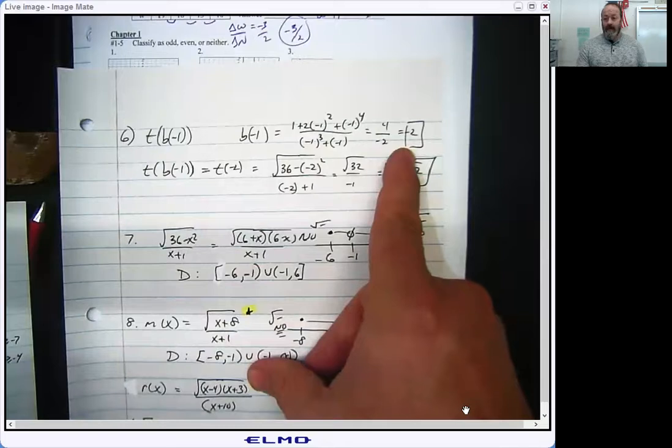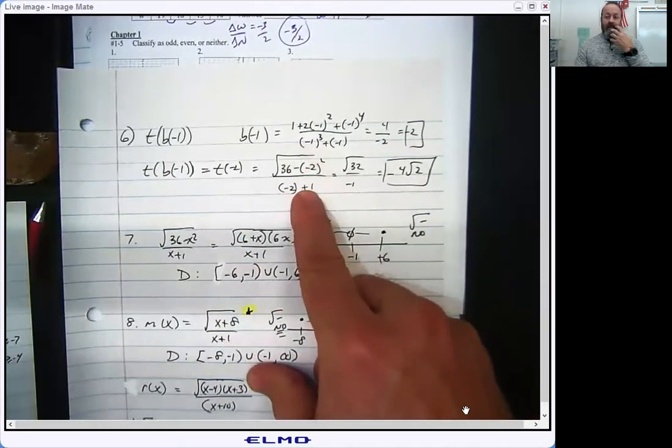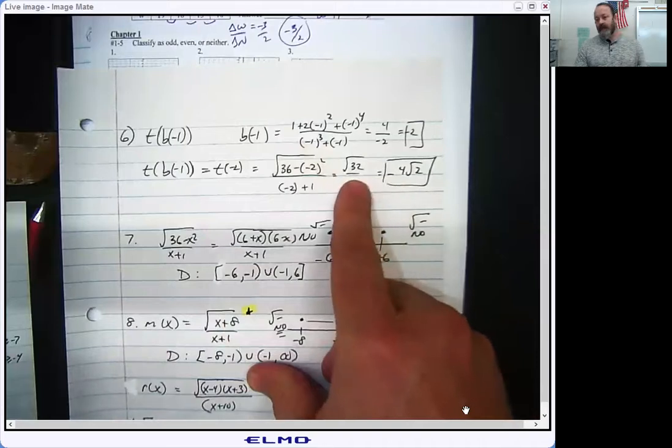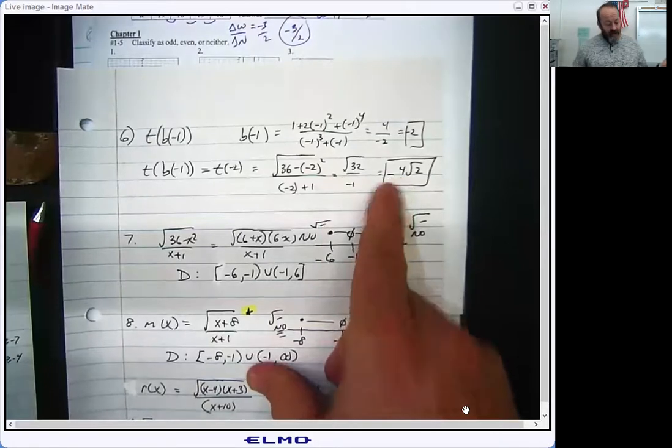So now what I need to do is plug negative 2 into function t. When I did that, some of you would probably leave it as negative root 32, but I noticed that 32 is 4 times 4 times 2, so 4 roots of 2.